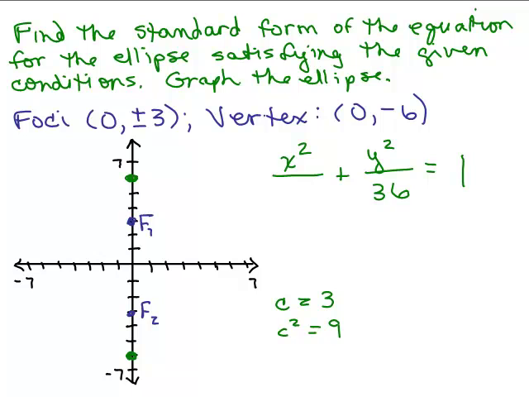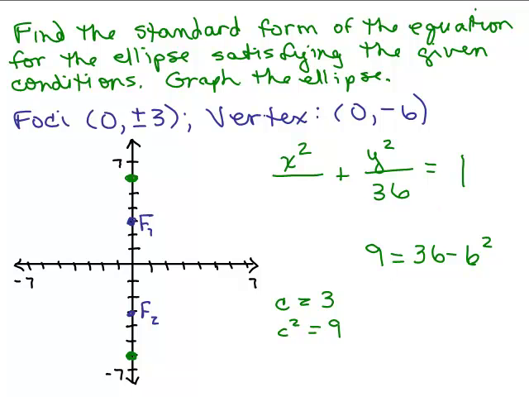And now we can use the relationship between a squared, b squared, and c squared to get the other number right here. Okay, so remember how it works. C squared is the bigger number minus the smaller number. Since the y-axis is the major axis, 36 is going to be the bigger number. So 36 minus b squared, right? But c squared we know is 9. So we could actually just write in 9. So 9 equals 36 minus b squared.